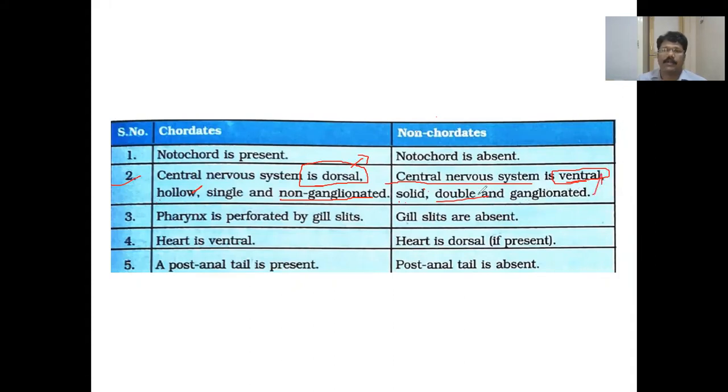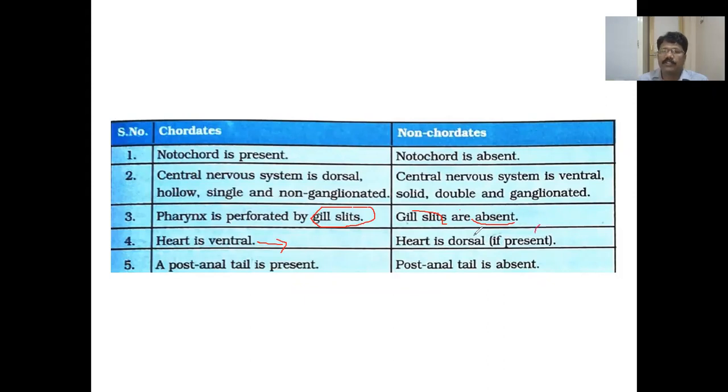It is ganglionated. And the third one is the pharynx. In case of chordates, we have seen it is perforated, and these perforations are known as the gill slits. But here we don't find any kind of gill slits. No gill slits are present. Now the heart is ventral in chordates, so this is very important. But in case of non-chordates, the heart is always dorsal, only when it is present.